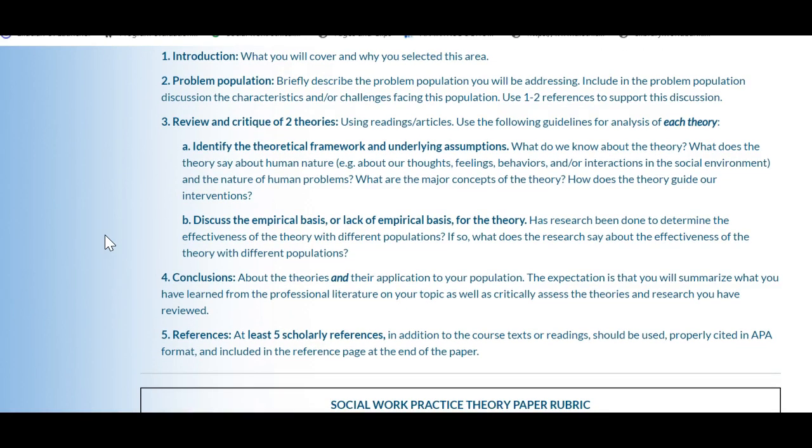You'll have your concluding section, and this is going to be about the theories and their application to your population. So it's a summary of what you've covered in parts 1 through 3. And you're going to write briefly a sentence or two about the application to your population. You're not going to go in depth here about application. You're just going to indicate some initial thoughts about application. The expectation is that you'll summarize what you've learned and critically assess the theories and research you've reviewed.